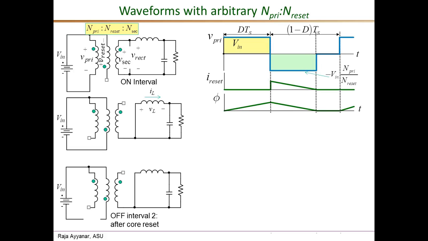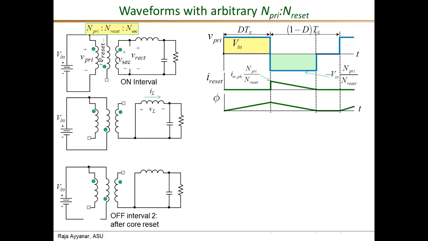The main difference is that the peak of the reset current that happens right at the instant when the MOSFET turns off is not simply the I_M peak, but it is also scaled by the turns ratio. So the condition for flux continuity is that I_M peak times N primary equals I reset peak times N reset. That gives the value of I reset at this instant.